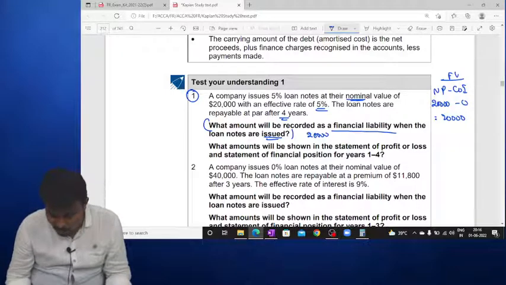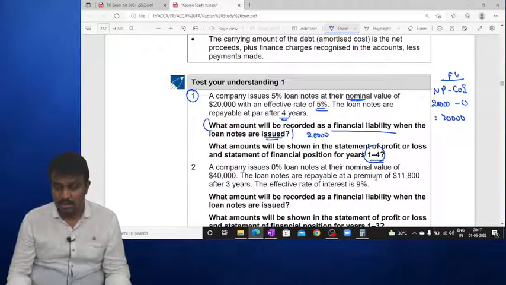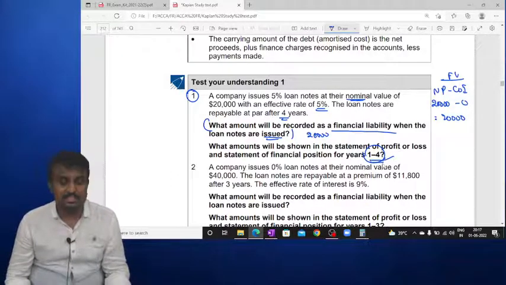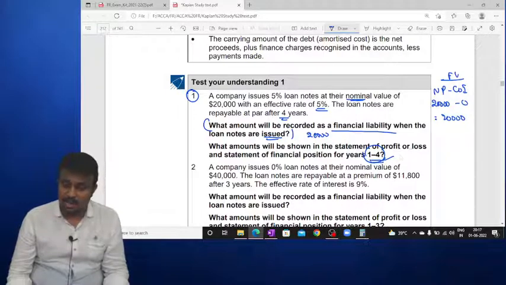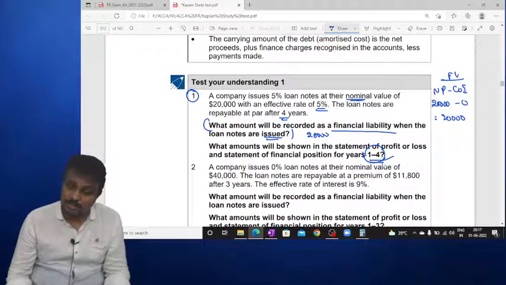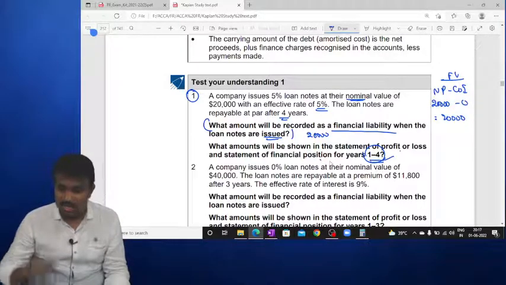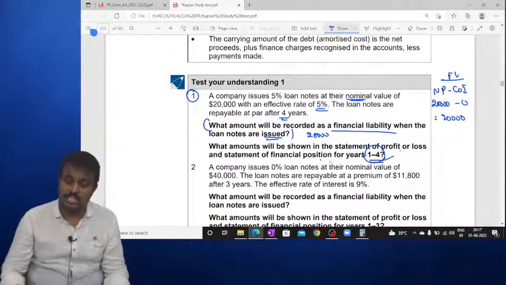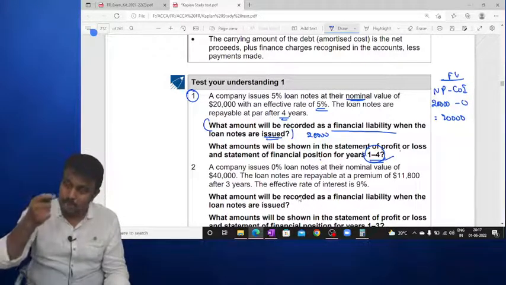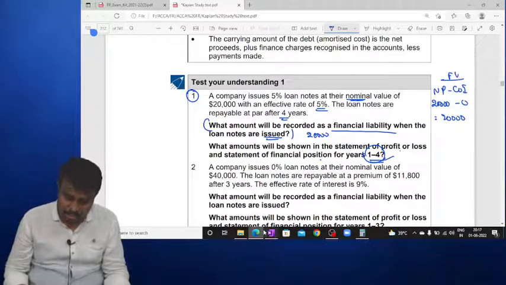What amount will be shown in the statement of profit and loss and statement of financial position for the years 1 to 4? To calculate the amount required to be recognized in the statement of profit and loss or statement of financial position, it is better to draft the amortization table.